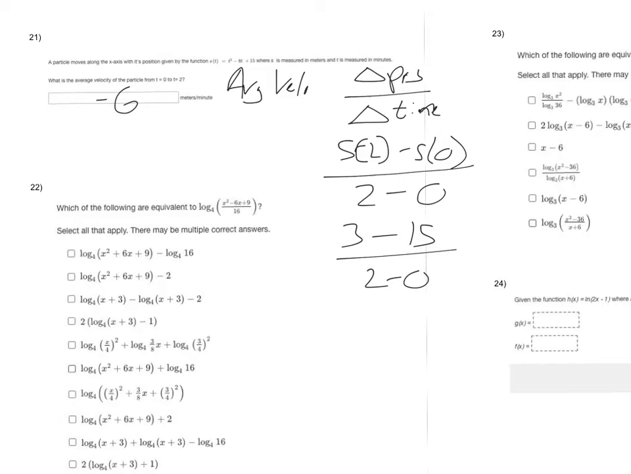Sometimes people say, well, that's strange. How can we be going negative 6 meters per minute? Well, negative velocity just means you're going backwards. And we can see that. We started at 15 on the x-axis, but we ended at 3. So we went backwards a total of 12 units, and it took us 2 minutes to do that. So on average, we went backwards 6 meters every single minute.